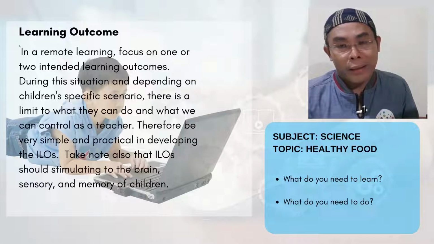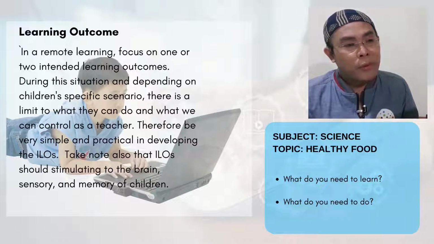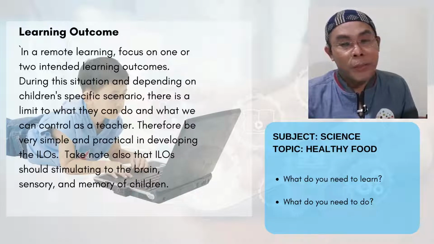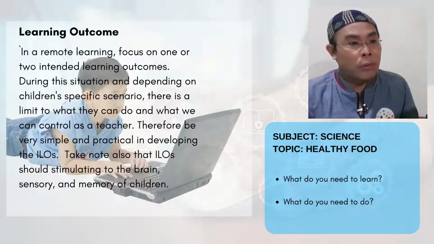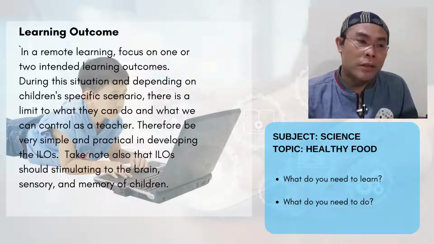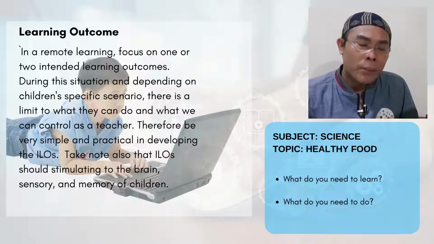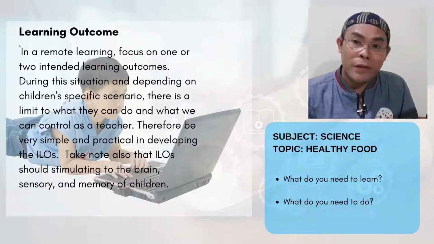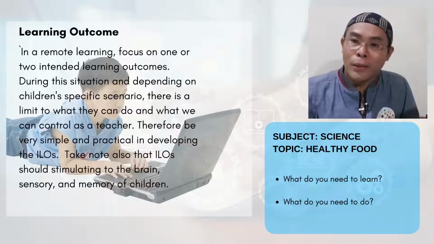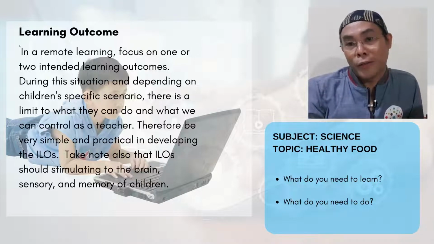Part of planning is developing or creating a learning outcome. In remote learning, focus on one or two intended learning outcomes, very simple learning outcomes. During this situation, and depending on children's specific scenario, there is a limit to what they can do or what we can control as a teacher. Therefore, be very simple and practical in developing the ILOs. Take note also that ILOs should be very stimulating to the brain, senses, and memory of children.